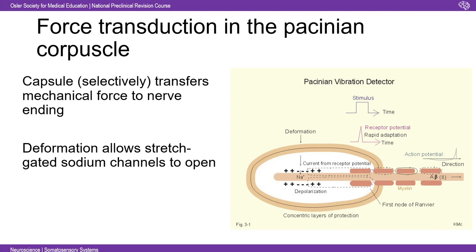What it's doing is converting physical energy into electrical energy. That physical energy comes in the form of, in the Pacinian corpuscle as an example, typically vibration. If you imagine each vibration as deforming the membrane of the corpuscle itself, it transmits that mechanical force to the nerve fiber ending inside it. That deformation then allows stretch gated sodium channels to open, starting the impulse.